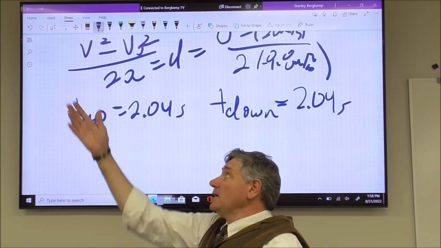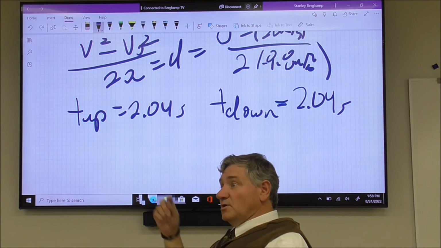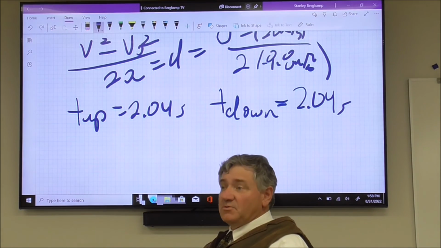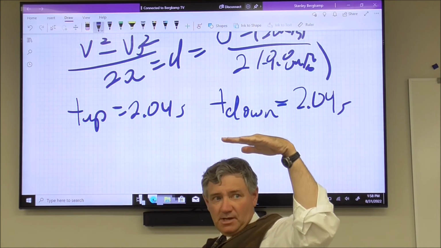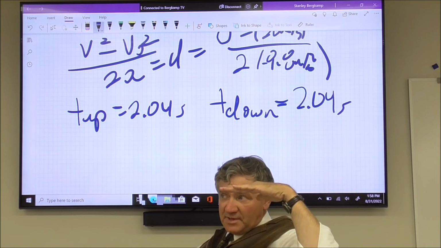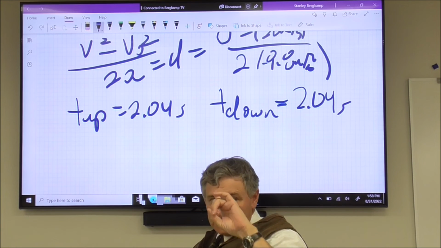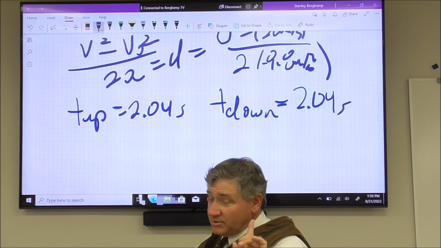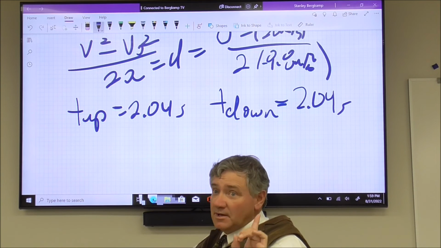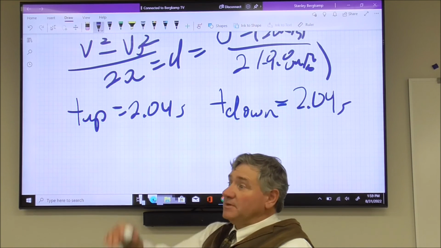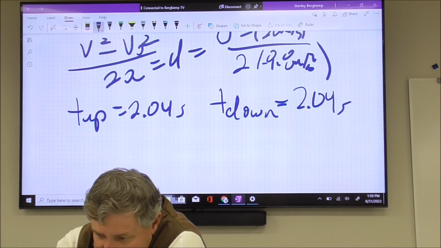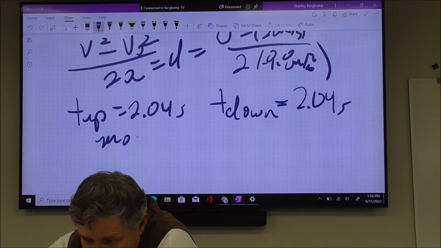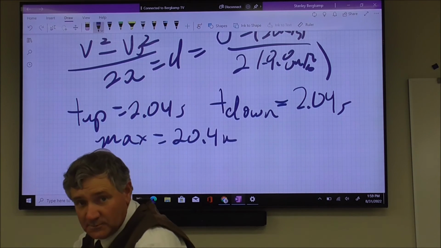Now, if I throw it up in the air and it falls all the way down to the ground, guess what? My time up is going to be less than my time down. Okay? So you can assume flights are symmetrical, but that's a huge assumption, and only if it returns back to that same point. Okay, so we found our maximum height, and that was 20.4 meters.